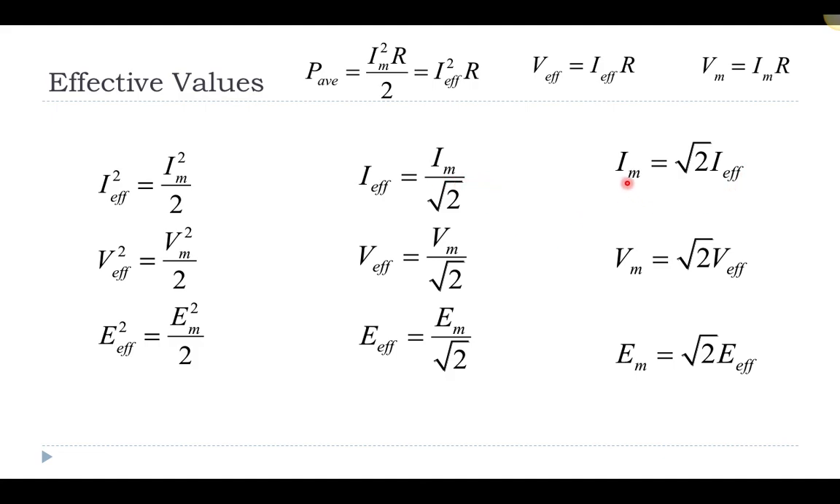I can essentially also switch it up. If I knew the effective value, I can solve for the maximum value. This is just rewriting the equations and solving for different variables.